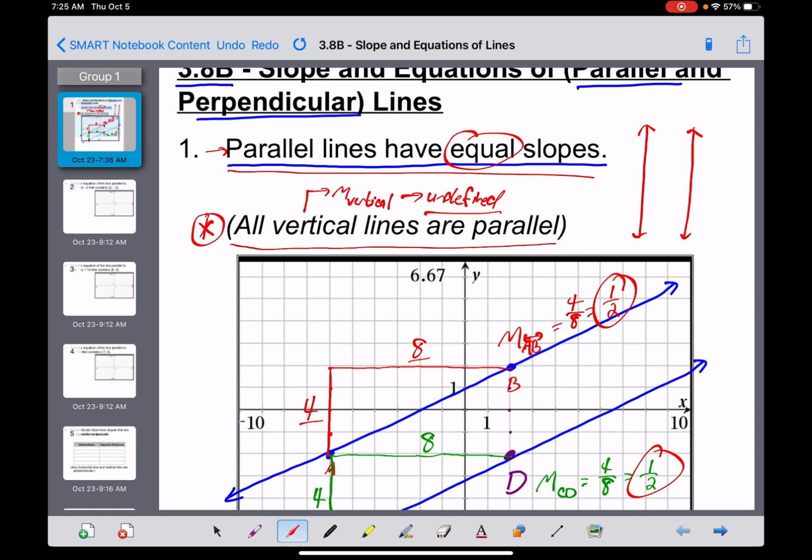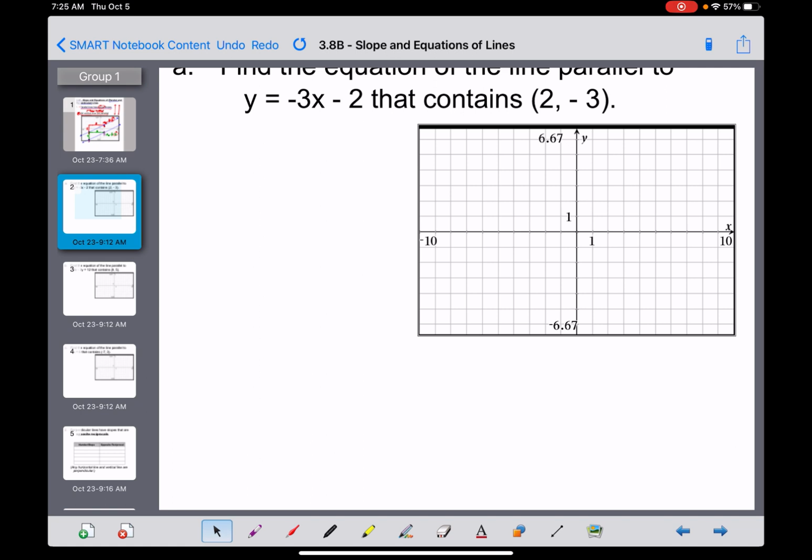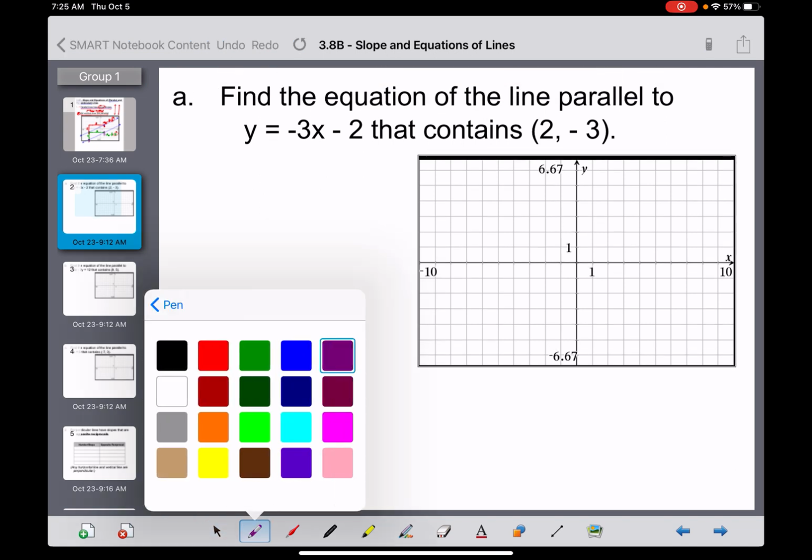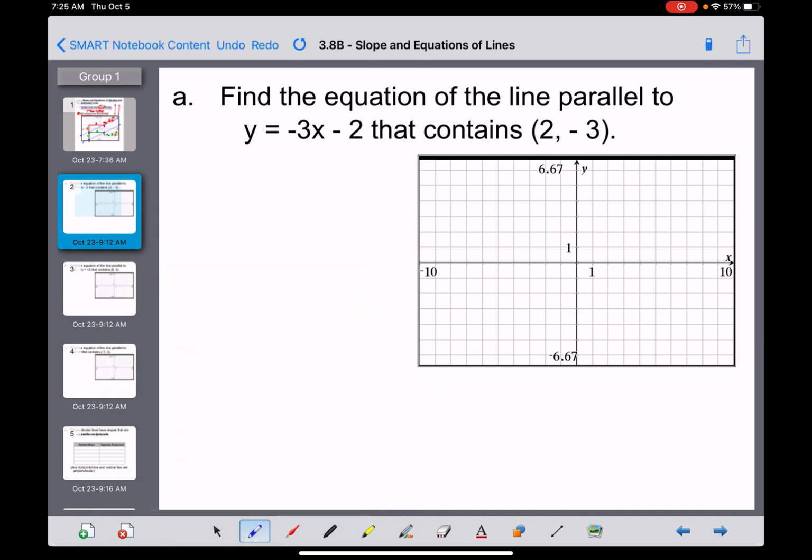Okay, so parallel lines have equal slopes, and now that we've established that fact, most of what we're going to do from here on out in this section is going to feel really similar to what we were doing in 3.8a, finding equations of lines. So let's take a look at A here. Find the equation of the line. Notice the line, there's only one, that is parallel to y is equal to negative 3x minus 2, and that contains the point 2, negative 3.